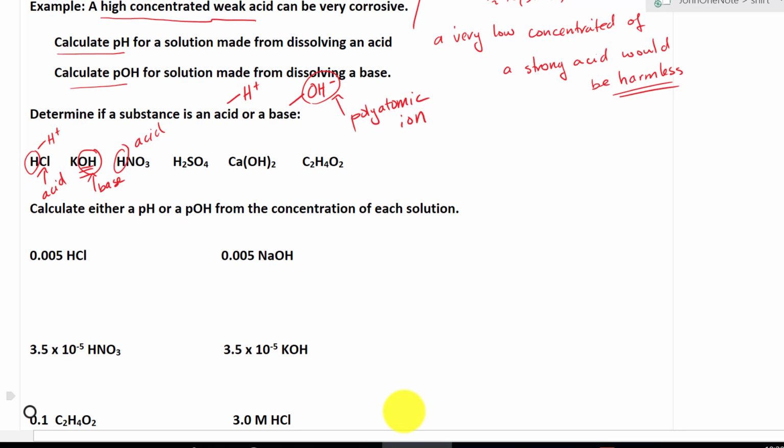Let's look at the next one, H2SO4. Do we see OH? No, we see that H, so this must be an acid right there. How about calcium hydroxide?